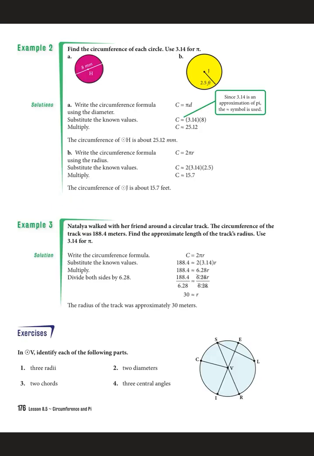Here are example numbers 2 and 3. For example number 2, it says find the circumference of each circle. They give you the diameter in part A, so they want you to find the circumference using the diameter, and for part B they give you the radius. So again, they want you to find the circumference when they just give you the radius. Example number 3 is a story problem, an application problem, so make sure you read through that and look at the solution, because we're going to be using that here in a minute in the tiered section.